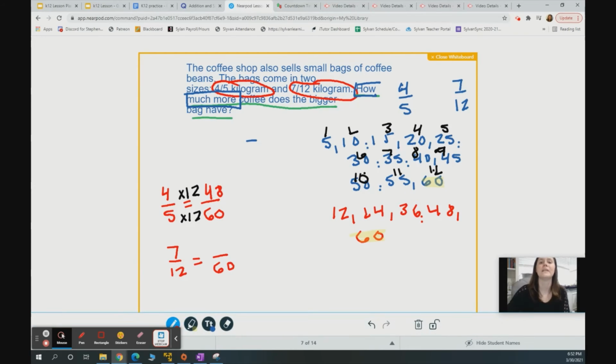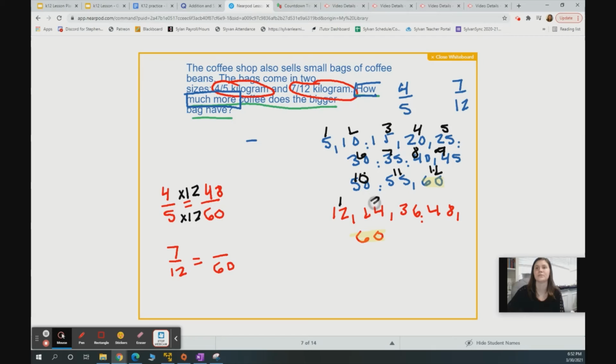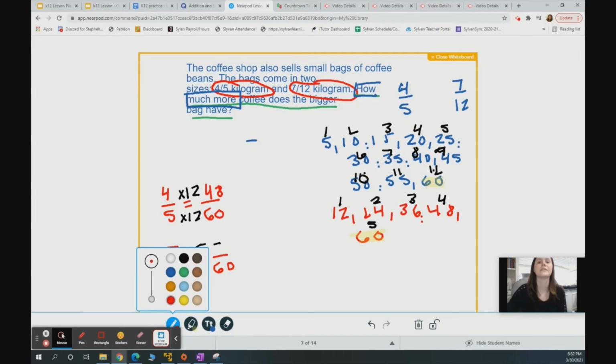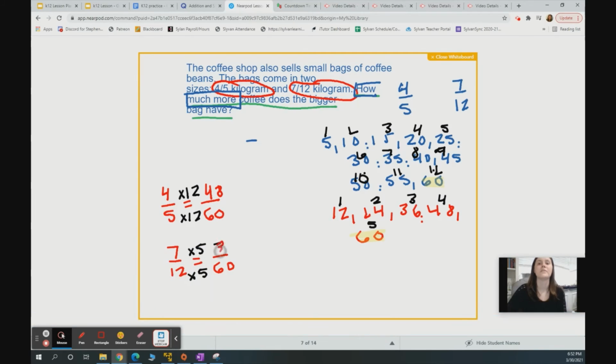Now I'm going to look at my 12s. 1, 2, 3, 4, 5. So 5 times 12 gave me 60. That means I have to multiply by 5 on the top as well. So 7 times 5 is 35. Let me do that in the right color. So I'm going to put 35 up here.